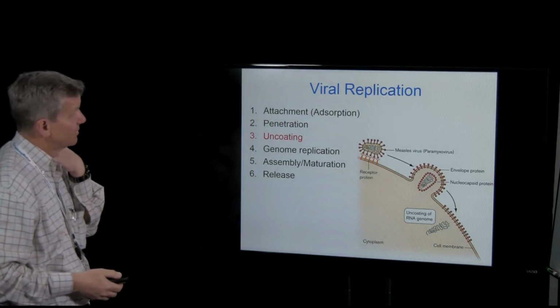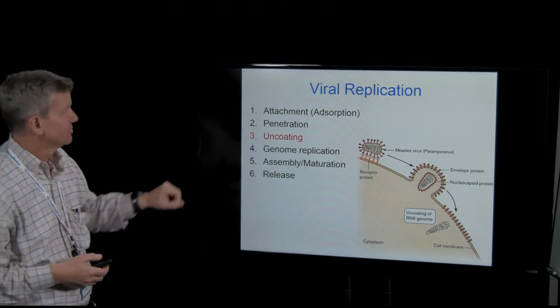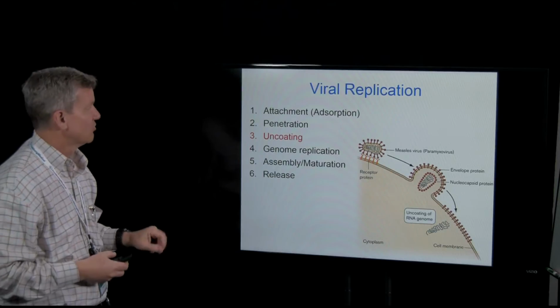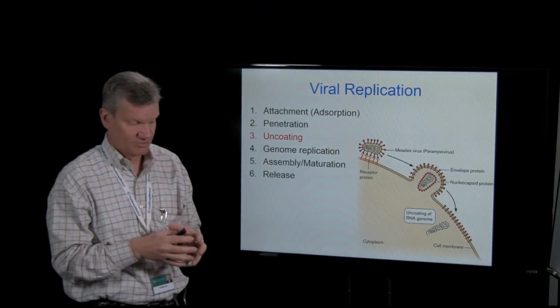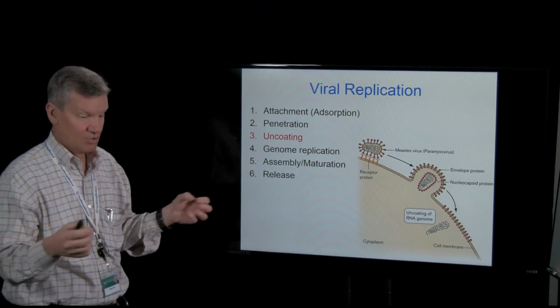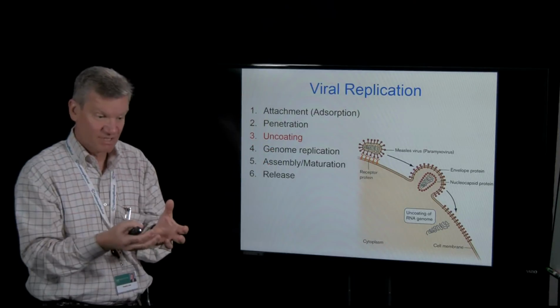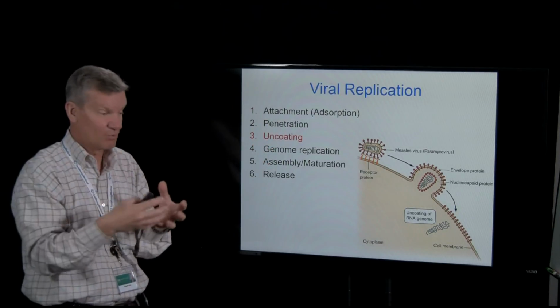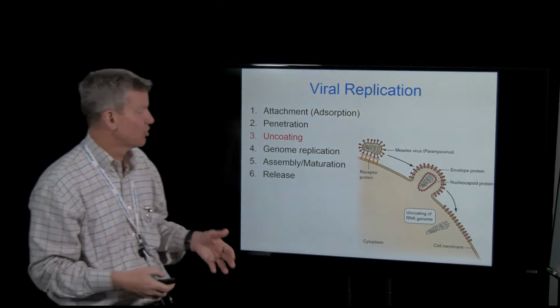So the next step in viral replication is uncoating. Uncoating means that the genome is revealed inside the cell. So the genome has to get rid of the capsid. It needs the capsid to protect itself once it gets outside the cell, but once it gets inside the cell, the genome has to be uncoated.